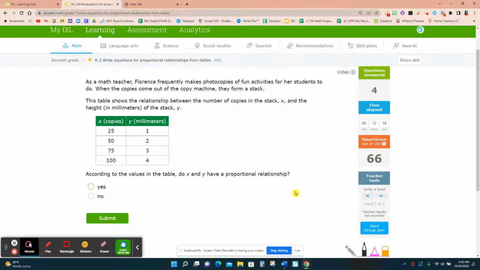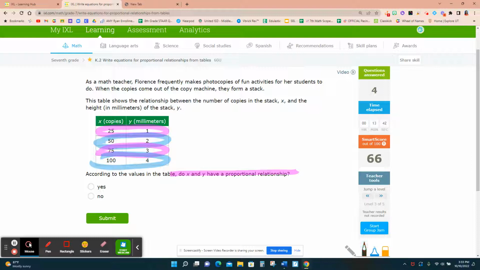As a math teacher, Flores frequently makes photocopies of fun activities for her students to do. When the copies come out of the copy machine, they form a stack. This table shows the relationship between the number of copies in the stack and the height in millimeters of the stack, which is y. According to the values on the table, do x and y have a proportional relationship? How do we know if there's a proportional relationship here or not? Well, basically, all you need to do is divide each one of these numbers, and they all need to give you exactly the same amount, okay? If there is a number that is not matching with the other ones, that is not a proportional relationship, okay?